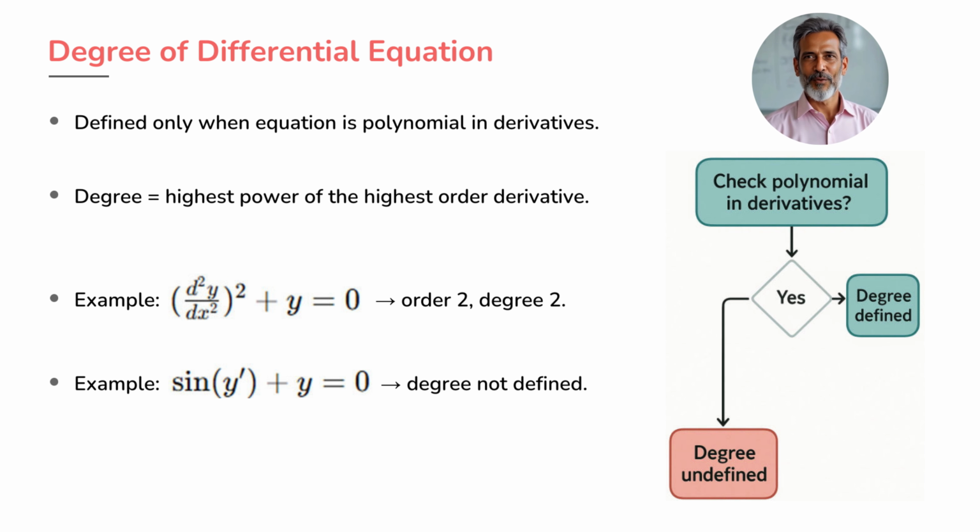Example 2. y double dash plus bracket y dash squared equals 0. The highest derivative is second order, with power 1. So order is 2. Degree is 1. Example 3. Sine of y dash plus y equals 0. Here, y dash is inside a sine function, not polynomial. So degree is not defined. Golden rule. First check polynomial condition. If yes, degree exists. If no, degree is undefined.